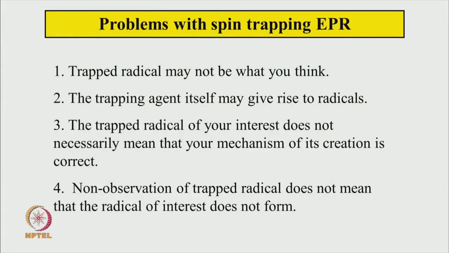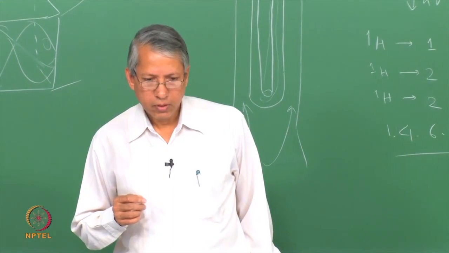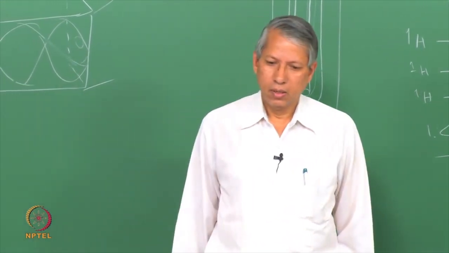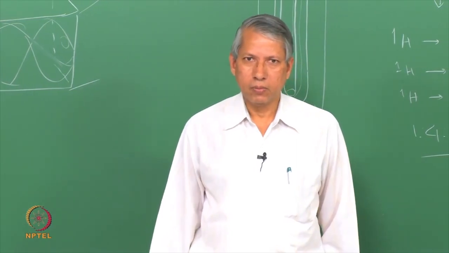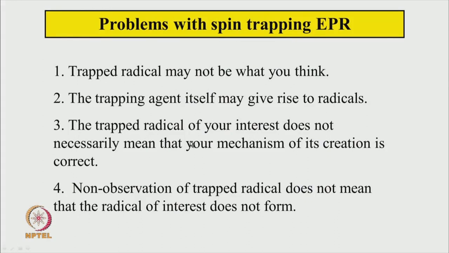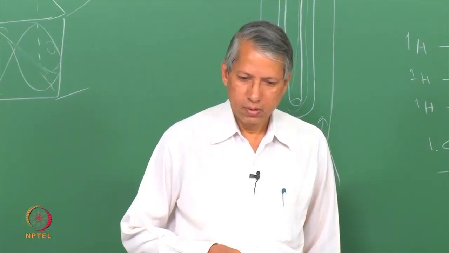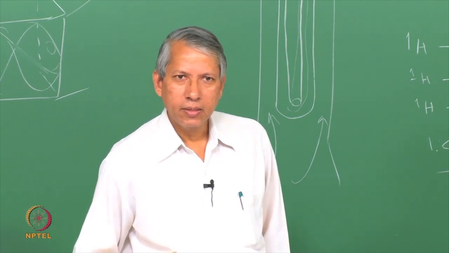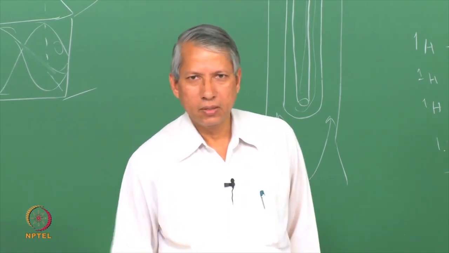But the problem with spin trapping is that, as I said earlier, it is often very difficult to identify the radical that is trapped unambiguously. Sometimes the trapping agent itself may react with light and produce some radicals with solvent. Sometimes the trapped radical may not be the radical that one has in mind while formulating the reaction mechanism. And finally, even if the spin trapping technique yields no signal, it does not mean the radical is not forming.